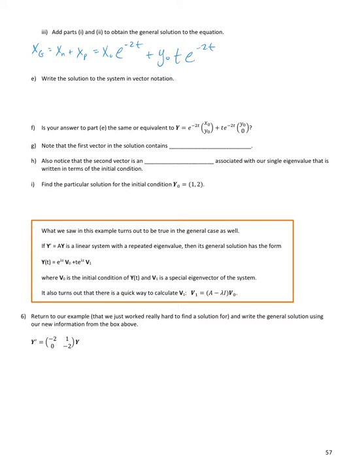write the solution to the system in vector notation. Okay, so that means we have an x and a y. So x and y. X is x naught e to the negative 2t plus y naught t e to the negative 2t. And then y was y naught e to the negative 2t.